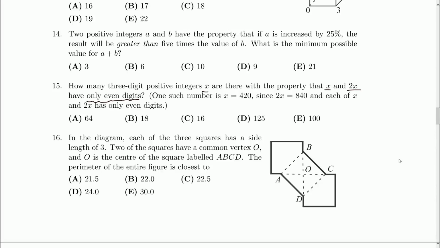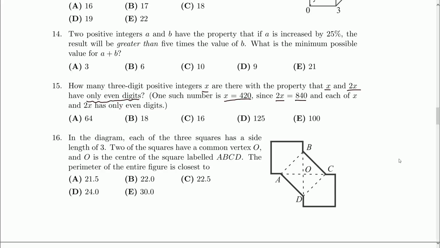I think there was a question quite similar to this, again 2007, but I think it was one of the younger papers, grade 8 Gauss, Pascal, something like that. But they were doing x and 3x, so my knowledge that that was similar doesn't really help me here. One such number is x is 420, and the reason is, well, you've used the 4, 2, and 0, those are all even numbers. 2x is 840, again, all even numbers. Okay, so we got some options here, but how can we work this out?